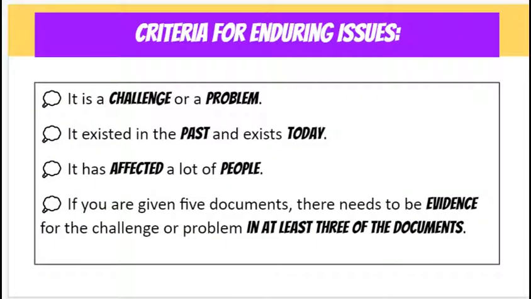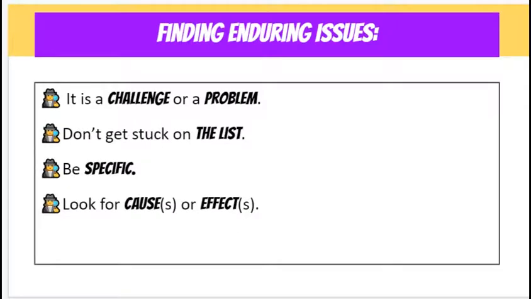So if you remember, an enduring issue is a challenge or a problem. It existed in the past and exists today. It affects a lot of people, and you're going to be given 5 documents or sources, and you need evidence for the challenge or problem in at least 3. So now, again, kind of where I got from New Visions for schools. Thank you again for that. How do we find them? Remember, it's a challenge or a problem.